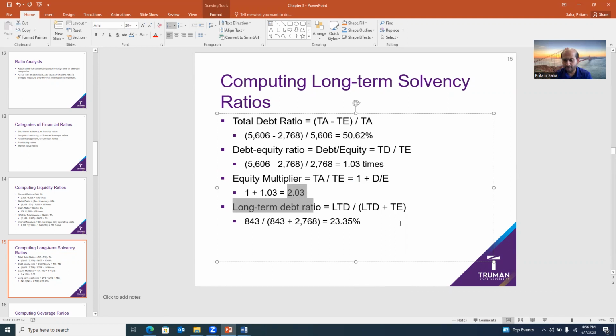It makes sense because here we said that you have $1, you're borrowing from outside $1.03, right? Now we know that asset is a function of debt plus equity, right? So your equity is $1, you're borrowing $1.03. 1 plus 1.03 is basically 2.03. Make sense? So this is long-term solvency. Lower is always better. We'll explain soon.